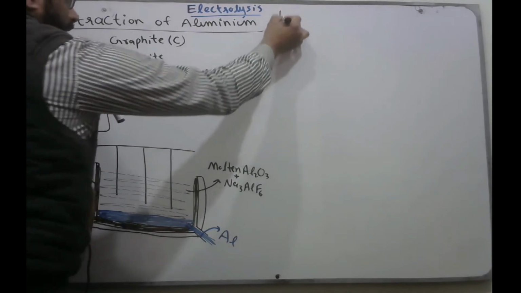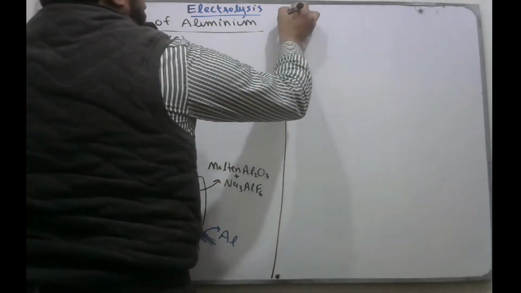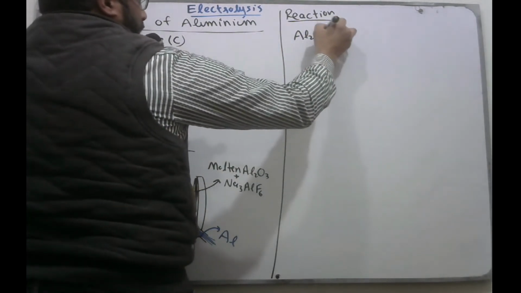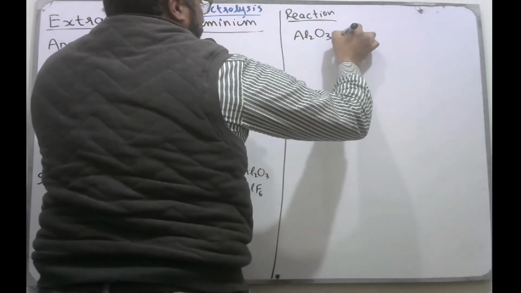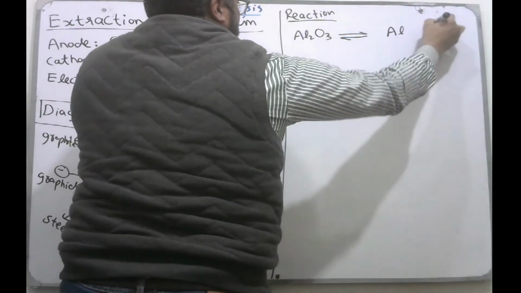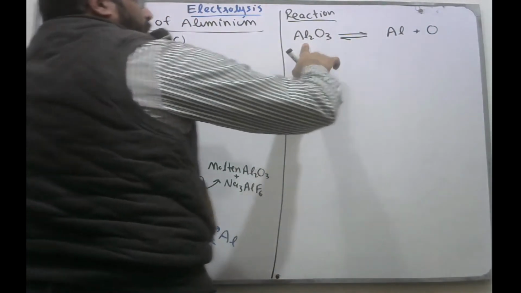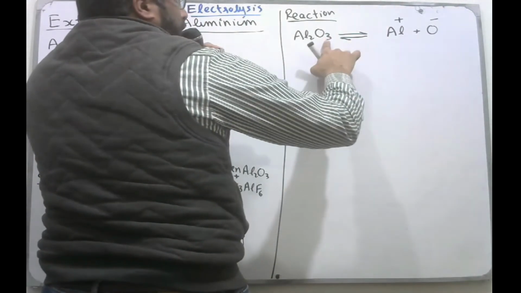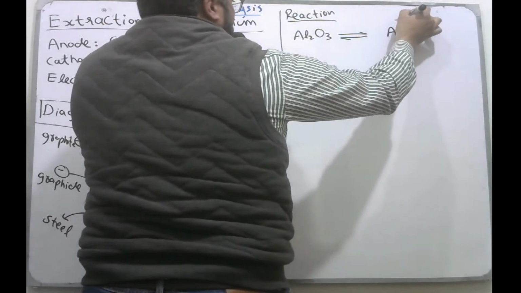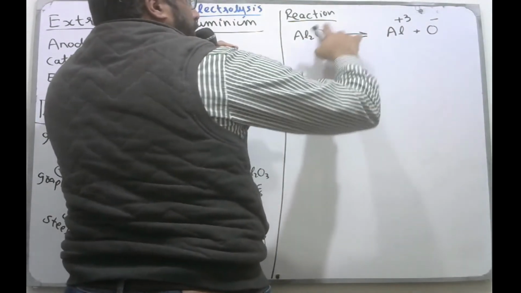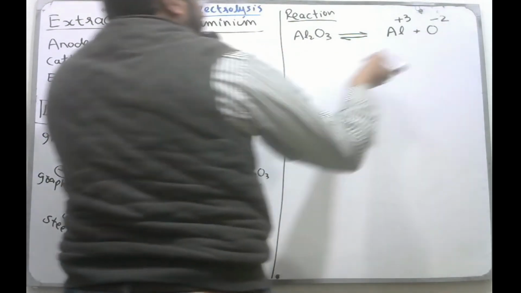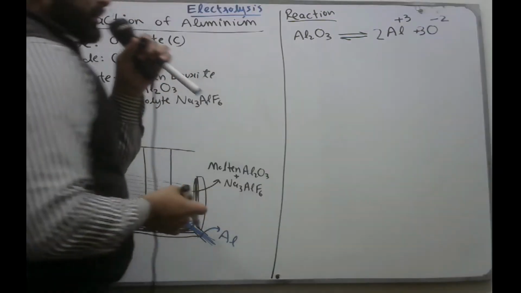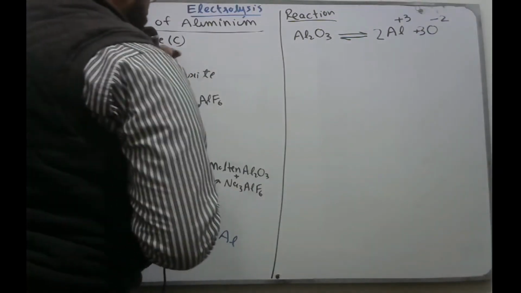Some reactions take place during the electrolysis. First one, the molten bauxite ore Al2O3 ionizes to form aluminium ions and oxide ions. The first part of an ionic compound should be positive, the second part negative. The 3 with oxygen moves to aluminium, you get Al3+ ions, and the 2 with aluminium moves to oxygen. If we balance them, you get 2 aluminium and 3 oxygens. This is the ionization of molten bauxite ore.